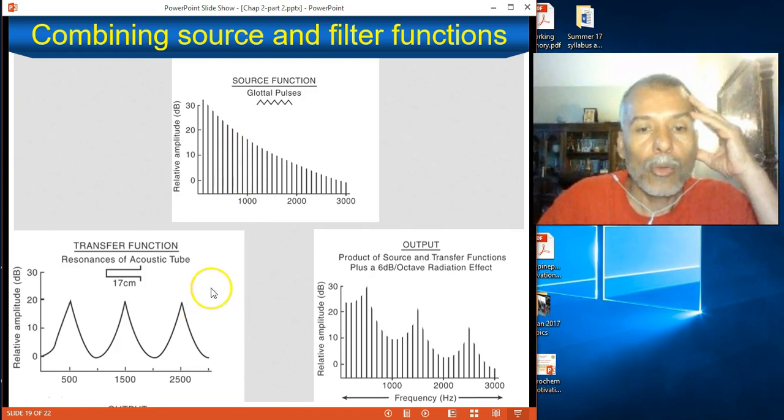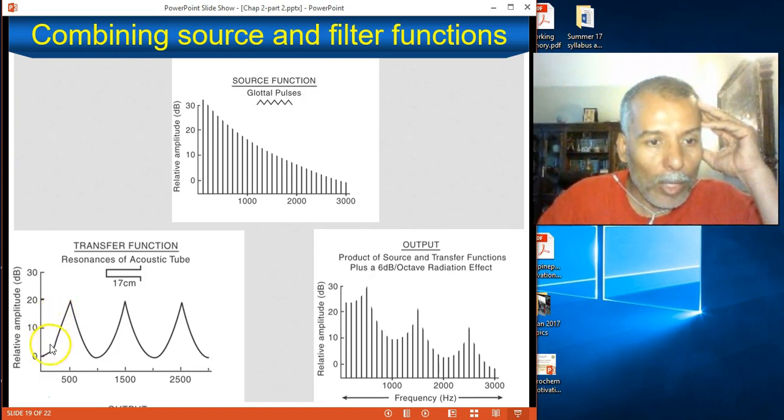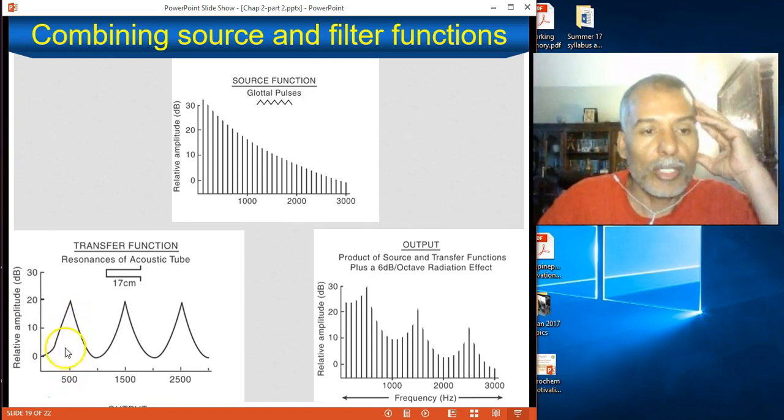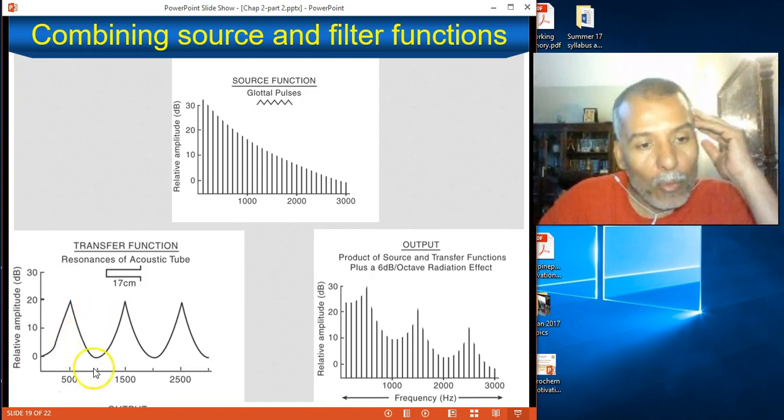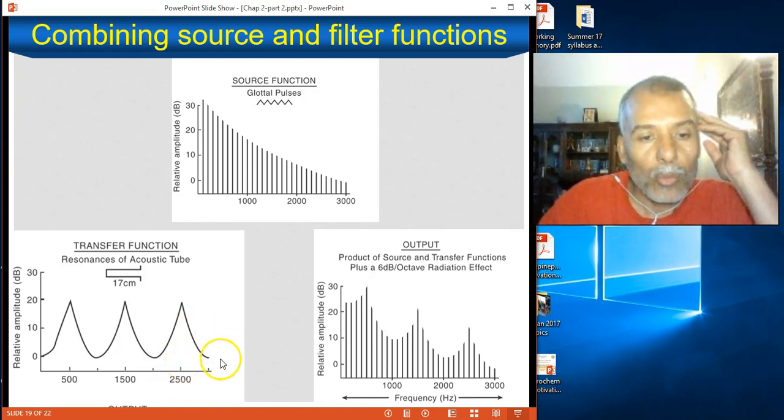Now the buzz is going to go through the vocal folds, through the vocal tract. And the vocal tract is going to attenuate selectively. So the first response will be at 500. That's the natural resonant frequency of the vocal tract. Then it will attenuate the even ones. 1000 will be left out. 1500 stays. 2000 will be left out. 2500 will stay. 3000 will be left out. 3500 will stay, and so on. So this is how it's going to be.